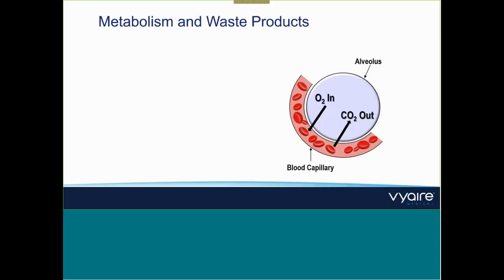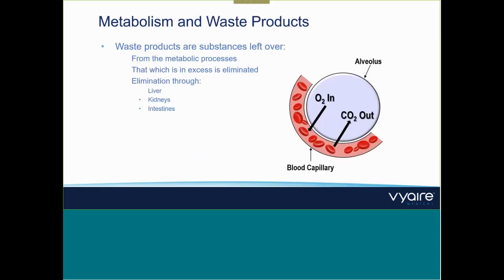Looking at the waste products, they are also eliminated through other organs like the liver, the kidneys, and the intestines. But the CO2 is entirely eliminated via the lungs. In the second part of the webinar, we will talk more about this elimination process. Today, it's just a general overview.